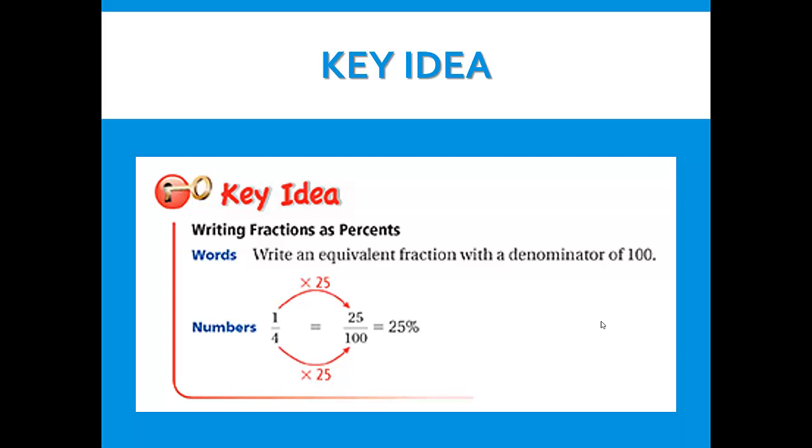Now we're going to look at another key idea. When writing fractions as percents, we write an equivalent fraction with a denominator of 100. So for 1/4, we want 100 as the denominator, so we'd have to do 4 times 25 to get 100. If we're multiplying the denominator by 25, we have to multiply the numerator by 25 to give us an equivalent fraction. And 1 times 25 is 25. So 1/4 is equal to 25 100ths, and 25 hundredths is 25%.